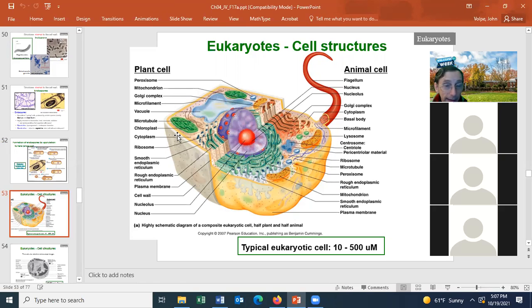Oh, and then chloroplast. How did I forget that one? That's an organelle only found in plant cells or the photosynthetic protists. It's not found in animal cells. We're not going to talk much about fungi, but it's not found in fungi either. Any questions about any of that? All right, let's move on.